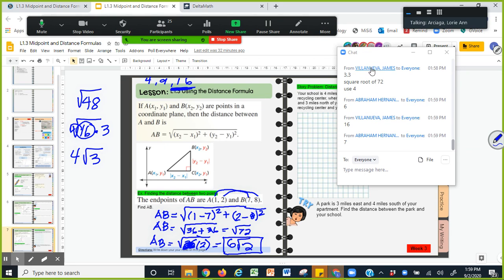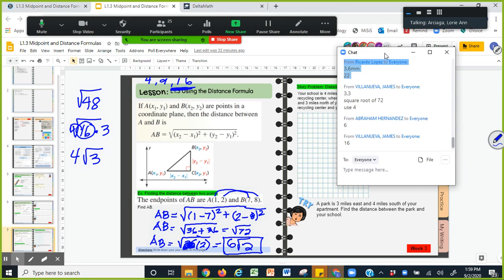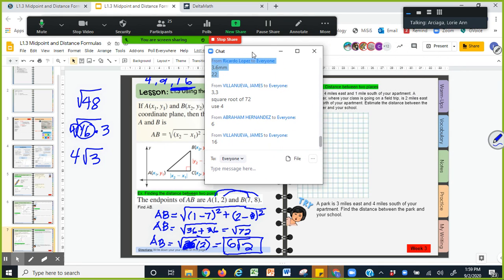Now, I want to show you, okay, Mr. Arciaga, what if I don't know my radical numbers? What am I going to do? You can actually get the same answer by starting with a smaller perfect number.